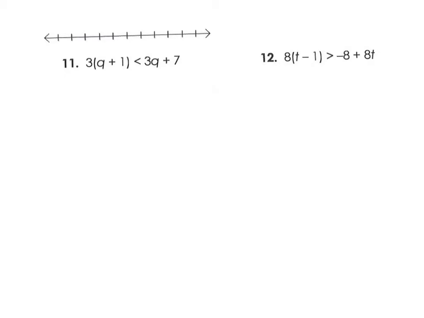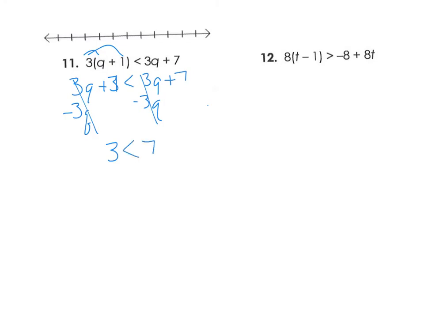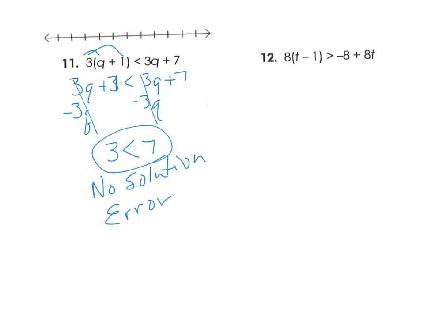All right, number 11 and number 12, both of these have severe errors, and I'll just tell you straight off, these are unsolvable. When you do the distributive property on number 11, you get 3q plus 3 after you distribute it correctly, is less than 3q plus 7. If you minus the 3q from both sides, you get rid of your variable and you're left with something like 3 is less than 7, which is true, but we have no variable. Typically, we called this no solution, but I'm just going to tell you straight up this is an error on this review. So don't worry about it.